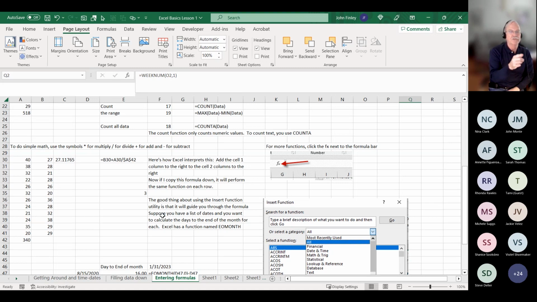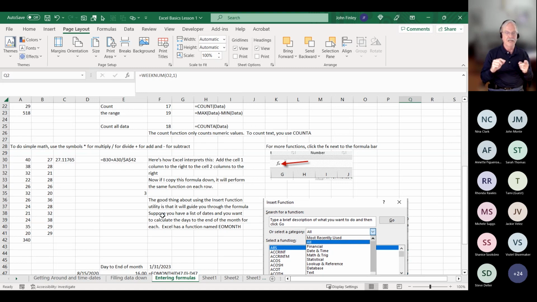So if I say equals B30 plus A30 divided by A42, it's going to divide A30 by A42. And see the dollar signs? That means every place I copy this, it's going to divide that by A42. That is a fixed location. Anytime we put a dollar sign in a formula for a cell location, that indicates that it's a fixed location. So if I put $A$42, then every place that I copy that, it's going to come back to that cell to do the division.